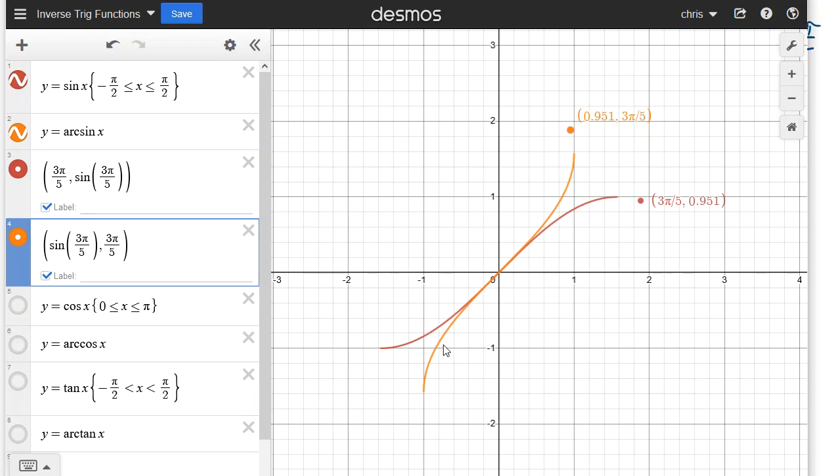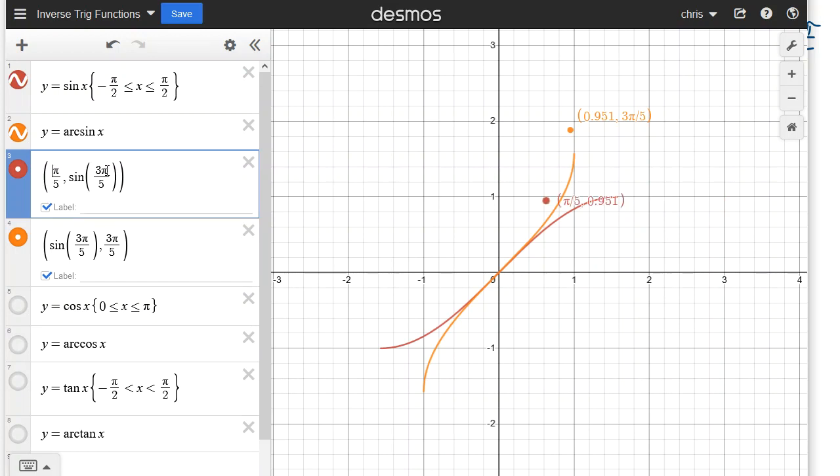So we say, all right, if I put in 2 pi over 5 here for my reference angle, notice this is 0.951. If I put in 2 pi over 5, that has the same output, right? Look, it's got 2 pi over 5. It's the same thing. So I can use that for my reference angle, and that will work.